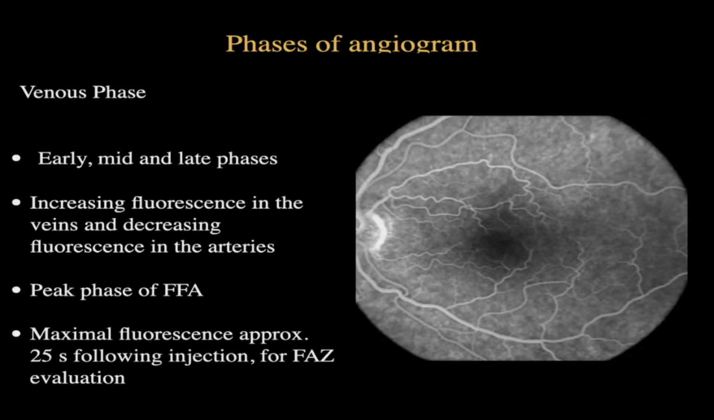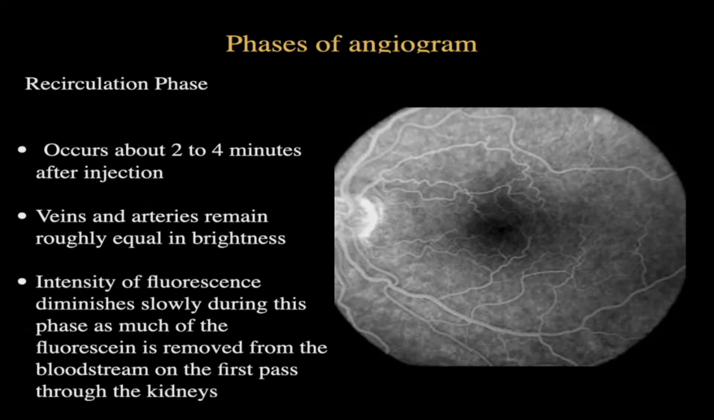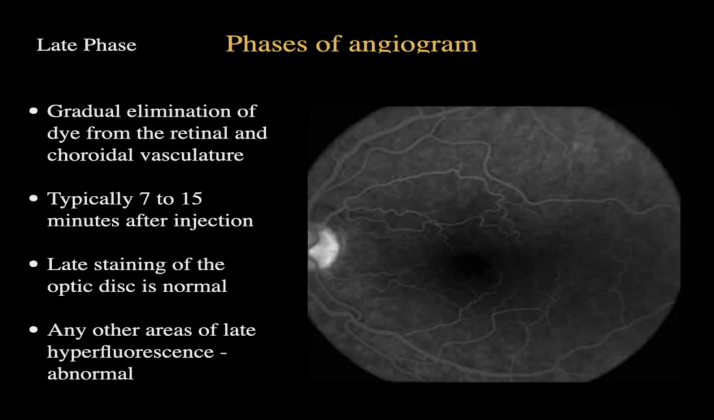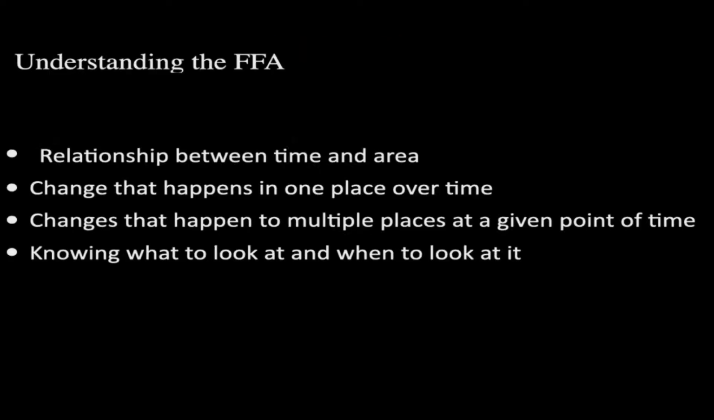Next we have the venous phase. There's an increasing fluorescence of the veins, as you can see over here, and a decreasing fluorescence of the arteries. Now this is a very good time to look at the foveal avascular zone. Then there is the recirculation phase, which occurs about 2 to 4 minutes after the injection, and the veins and the arteries show roughly equal fluorescence in this particular phase. And then you have the late phase, which typically comes in after 7 minutes of the injection, and you can have late staining of the optic disc, which is again normal in this particular phase.